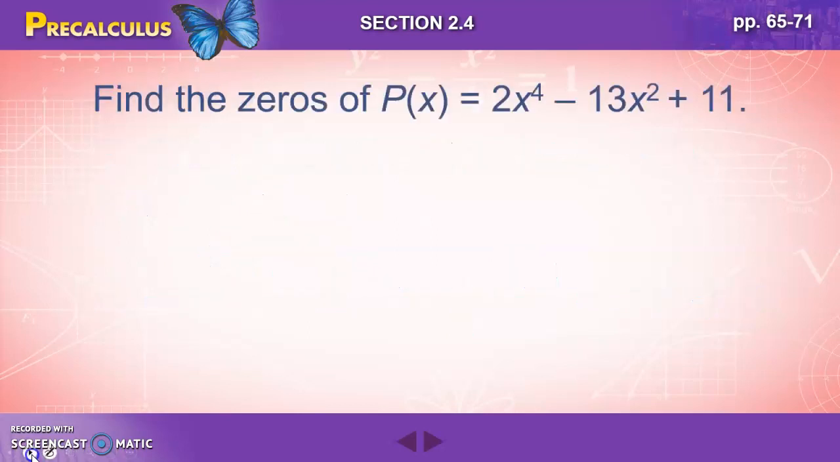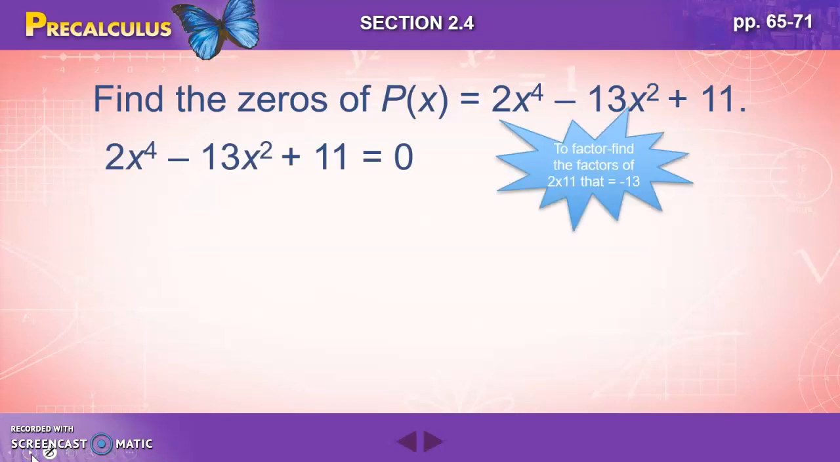What about finding the zeros of this equation? Well, the first thing we want to do is factor it. And to factor it, we're going to take our leading coefficient, multiply it by our constant term, and that gives us 22. And our middle term here, squared term, is going to go right here, that coefficient. And we need to find two numbers that when multiplied will equal 22, but when added together will equal -13. And I know that -11 and -2 meet those requirements.